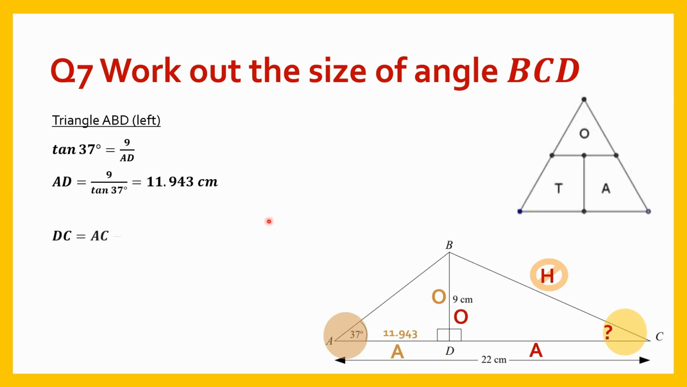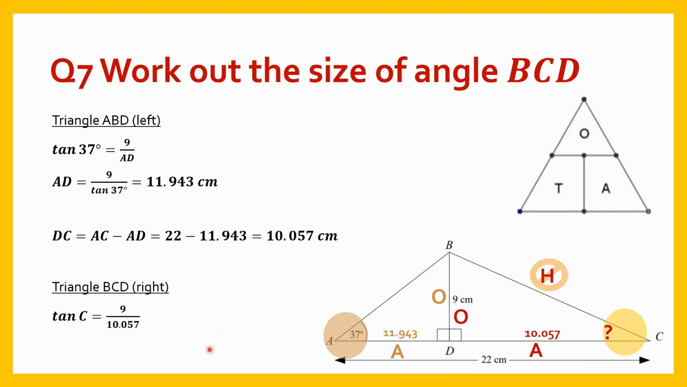So I can put the value here. Then from 22, I can work out the length DC by using subtraction. So now we have 10.057 for length DC. Then we look at the triangle on the right hand side, BCD. Again, we're using TOA. Tan C equals 9 over 10.057. Using inverse tan to work out the angle C, we have 41.825 degrees, 3 decimal places.